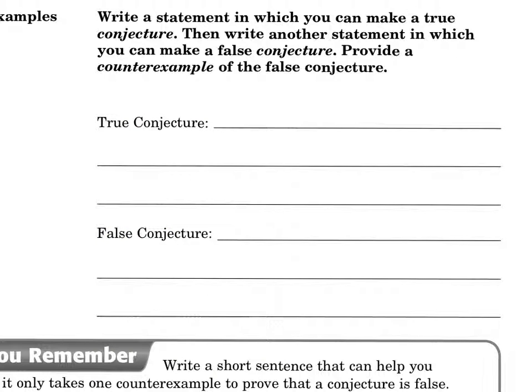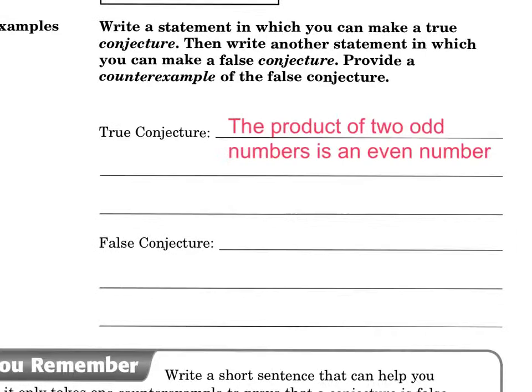So now what we're going to do is write a statement in which you can make a true conjecture, then write another statement in which you can make a false conjecture and provide a counterexample of the false conjecture. So let's start out with a true conjecture, one that we cannot argue, where there's no way of it being false. And we'll do a math one since this is math class. Alright, let's start it out.